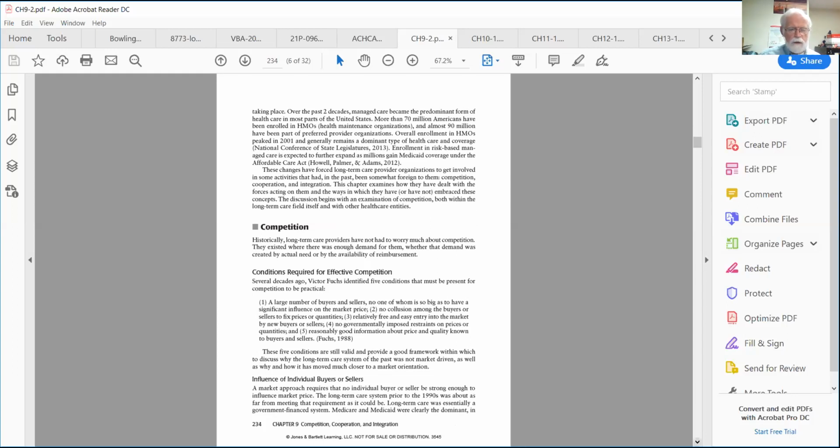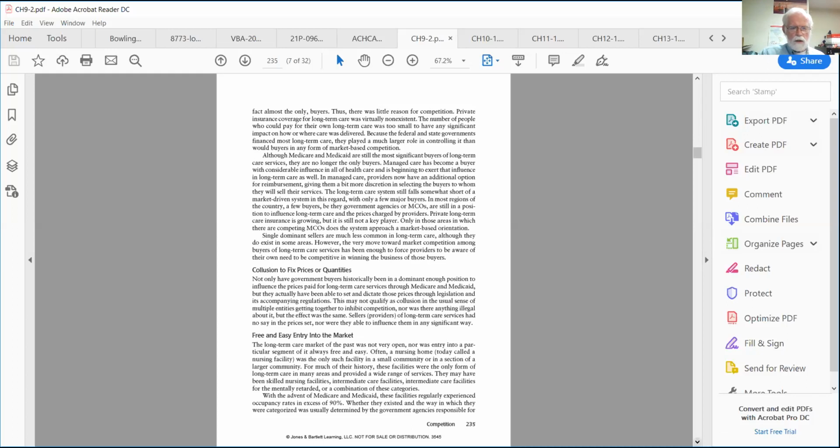Competition means that every one of these homes has a marketing arm that will go out and try to recruit patients. They will actually go into hospitals and talk to patients and their families. This applies not just to the long-term care industry, but to the home health industry as well. So there's a lot of competition for getting people in the door.